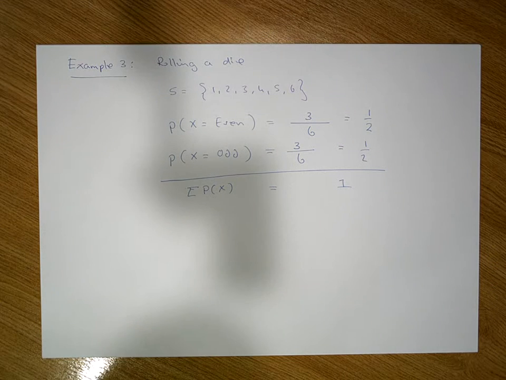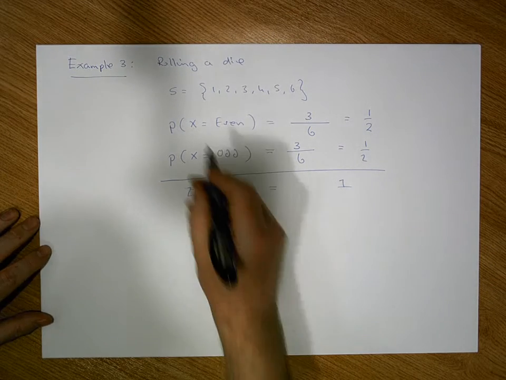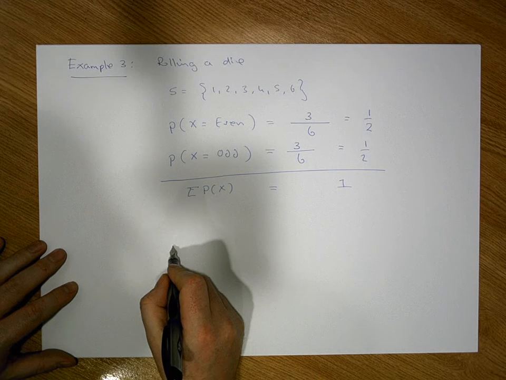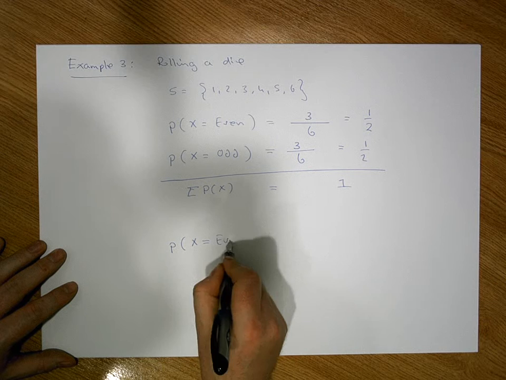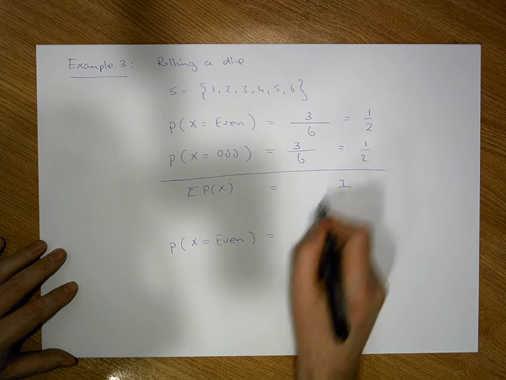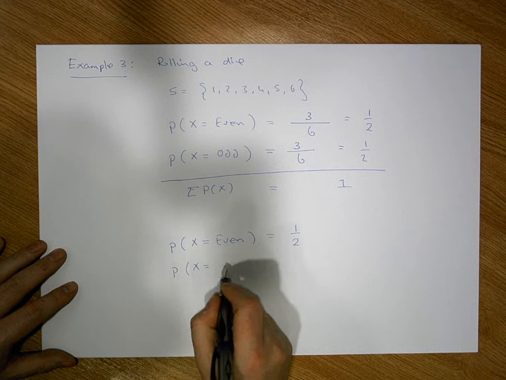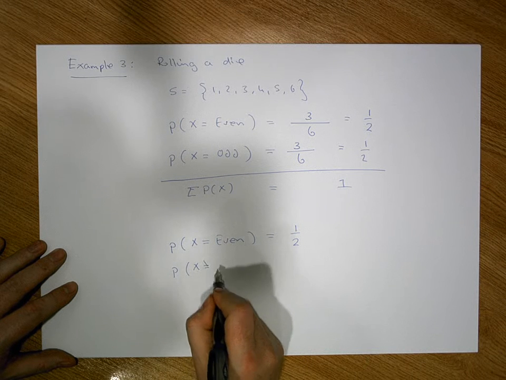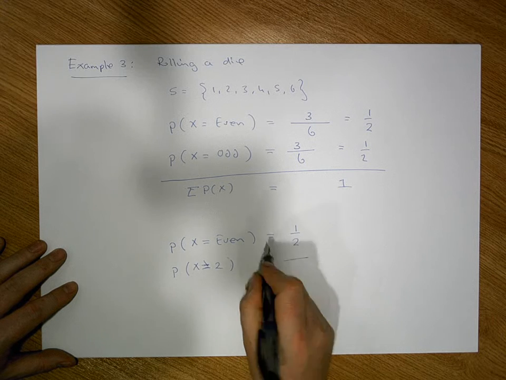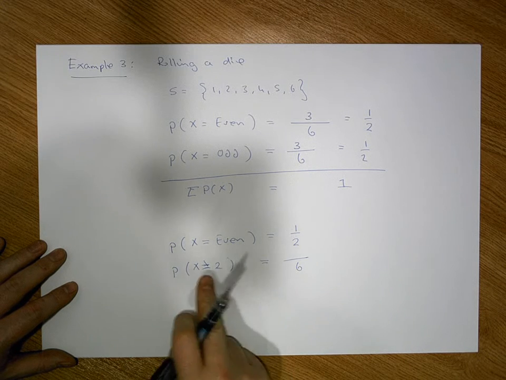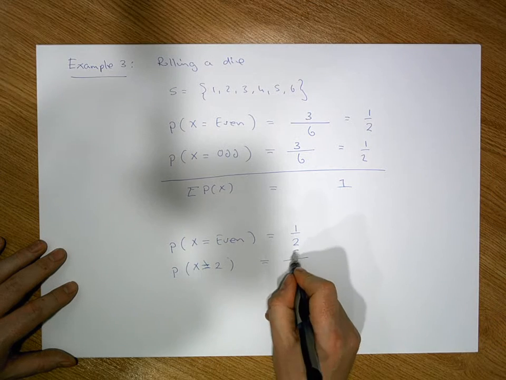Let me do one more, because this doesn't always add up to 1. So let's say we're interested in the probability that when I roll a die I get an even number. Once again, we know it's 1 over 2. What's the probability that when I roll a die I get a number greater than or equal to 2? Well, there's 6 possible outcomes. How many numbers are greater than or equal to 2? There's 1, 2, 3, 4, 5, which gives us 5 over 6.